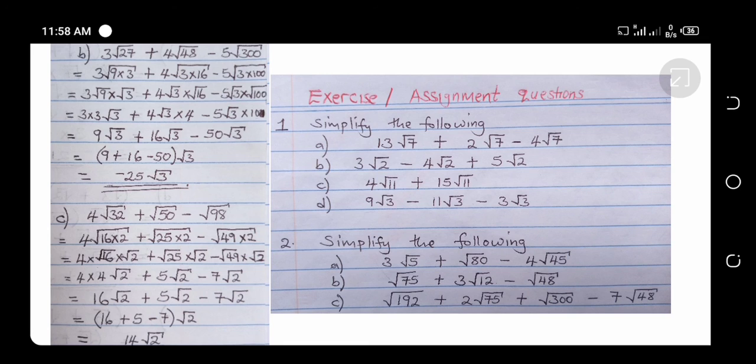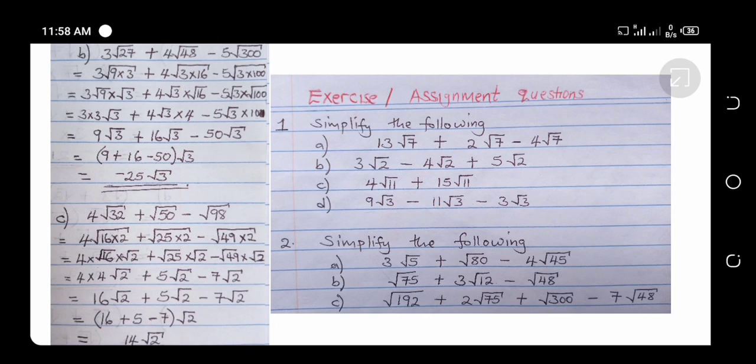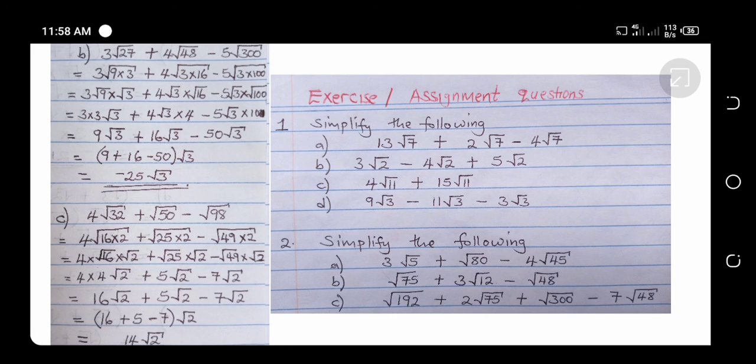So here we have the first one, simplify these ones here. Try to look at them very well. They're simple. Then also we have number 2, simplify also these ones here. So try to work them out, and then you forward them.